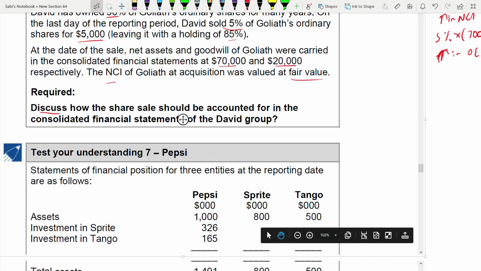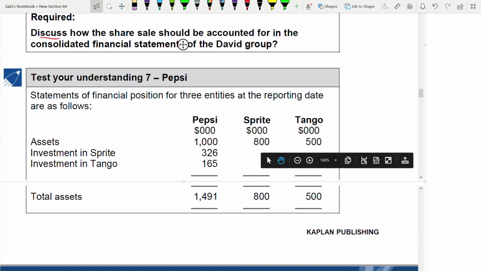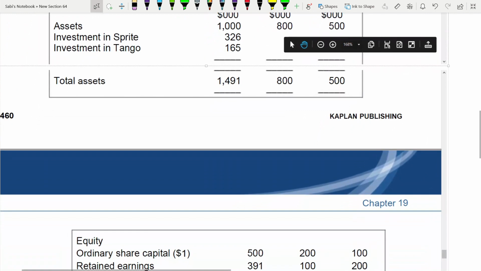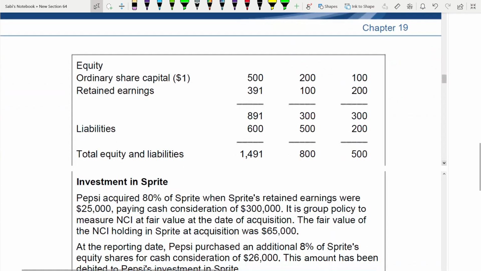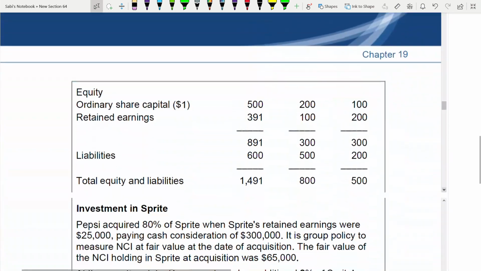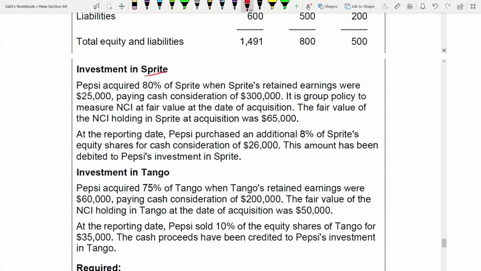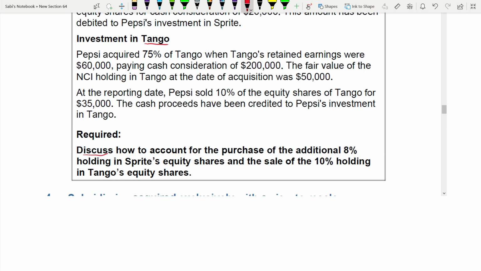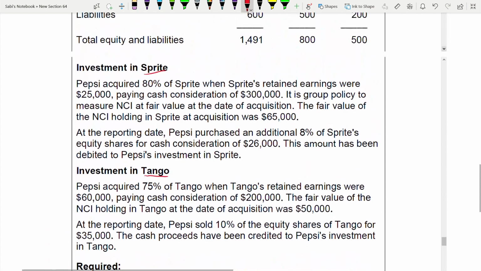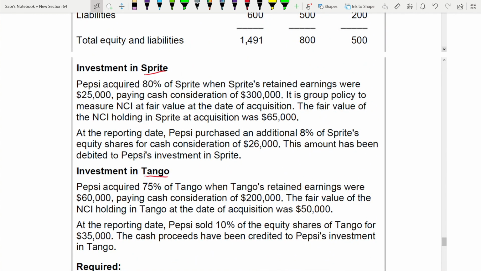Now let us go to test your understanding 7. Here you have to do a bit more work. Three companies are there. You have been given the assets, the equity part, ordinary shares, retained earnings, liabilities, Sprite and Tango. Investment in Sprite is a separate subheading, investment in Tango is separate. What are you required to do? Discuss how to account for the purchase of an additional 8% and the sale of 10% of Tango. So in one company you are buying, in the other you are selling. Both together can come in one question. We'll deal with one company at a time, going one by one. It's easier because they are separate from each other.